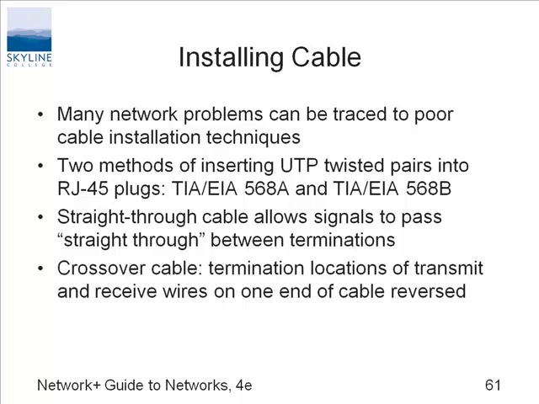Crossover termination locations to transmit and receive wires on the other cables are reversed. When you look at the standard, what happens is 1 and 3 and 2 and 6 in the numbering system are crossed. The best way to do this is have the 2 color codes out there. One end you make an A and the other end you make a B. Then you have a crossover.